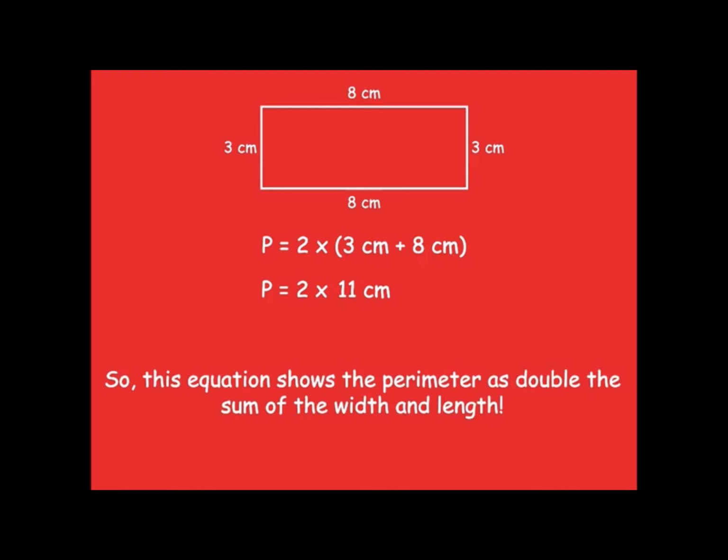So let's check it by multiplying 2 times 11 centimeters. So friends, what's 2 times 11? Yeah, it's 22 centimeters. So if we add the side lengths, we also get 22 centimeters.